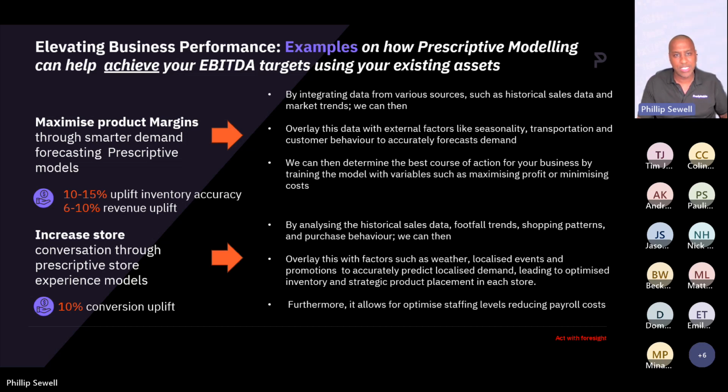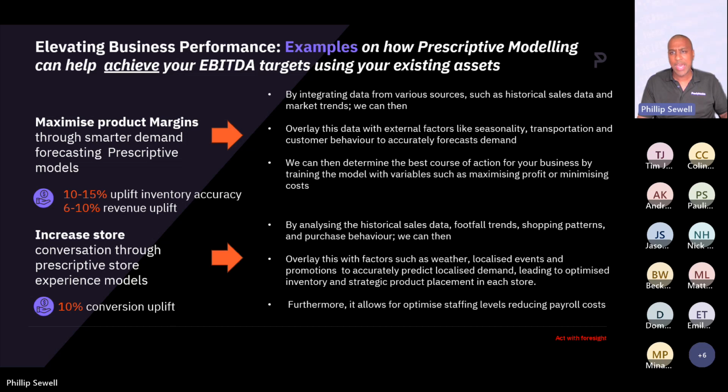But by integrating data from various sources, such as historical sales and marketing trends, we can then overlay this data with external factors like seasonality, transport, and customer behaviour to accurately forecast demand. We can then determine the best course of action for your business by training the model with variables such as maximizing profits or minimizing costs, whatever is right for your business.